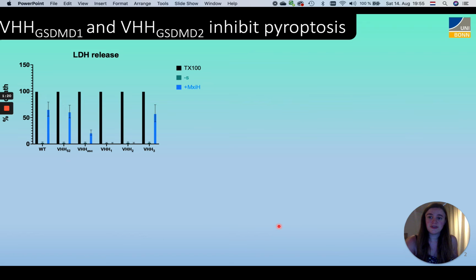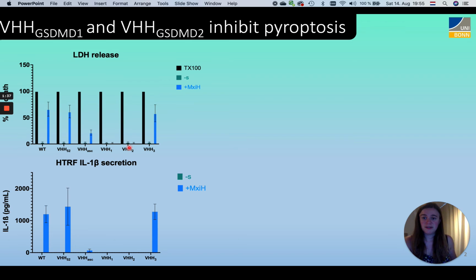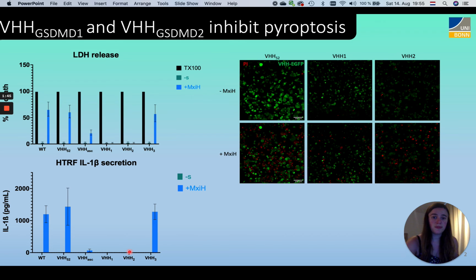First, we wanted to look into the functional characteristics of the different nanobodies, and we looked into the release of LDH, which is an indicator for pyroptosis. Here we could see that nanobody 1 and nanobody 2 no longer showed the release of LDH. And also, when looking at IL-1 beta release, we could see that for nanobody 1 and 2, this is completely abrogated. When looking into the confocal microscope, we could see that upon stimulation, the presence of these red propidium iodide positive cells is reduced in nanobody 1 and nanobody 2 presence, which also indicates a reduction of pyroptosis.